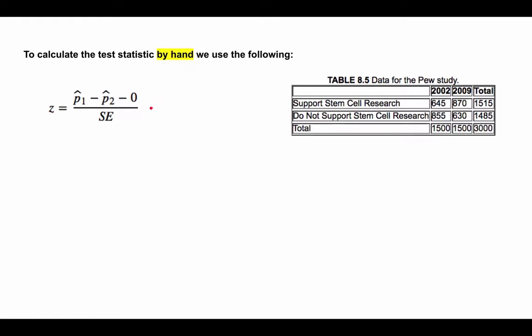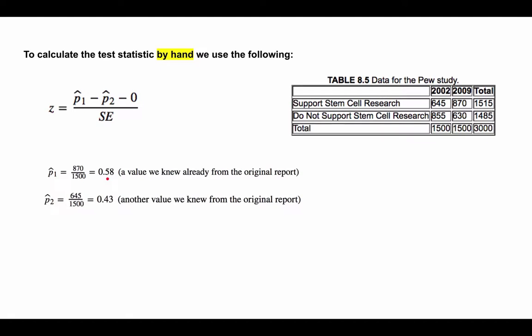So what we do is we calculate the individual components, so p1 hat, p2 hat, and the standard error. For p1 hat, because population 1 is the people in 2009, we calculate p1 hat by calculating the proportion of people who supported stem cell research in 2009. Remember, to calculate a proportion, we take the total number of people who have that quality, in this case 870, and we divide by the total number of people in our sample. And so that's how we get 870 over 1,500 equals 0.58. Note that we have seen this number, but we didn't see where it came from in the previous video.